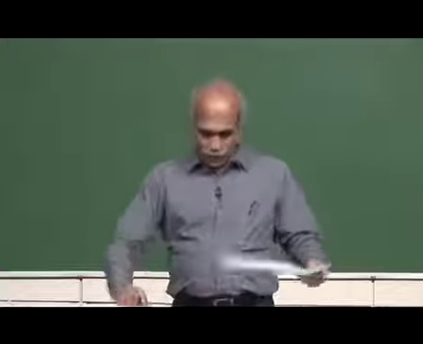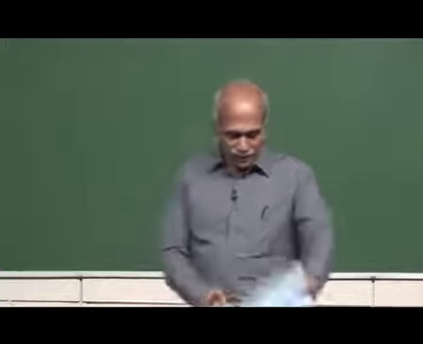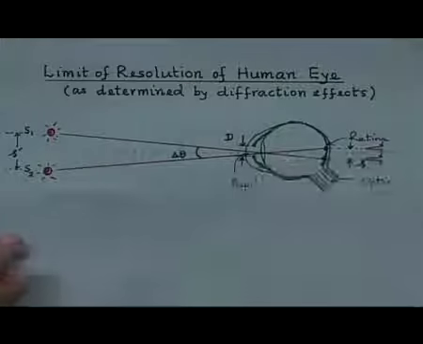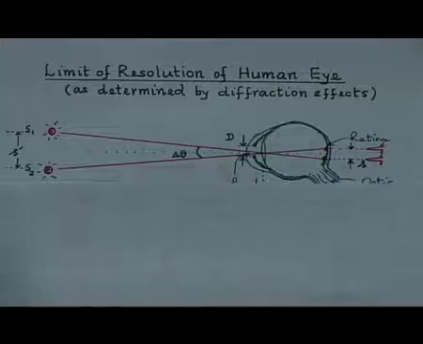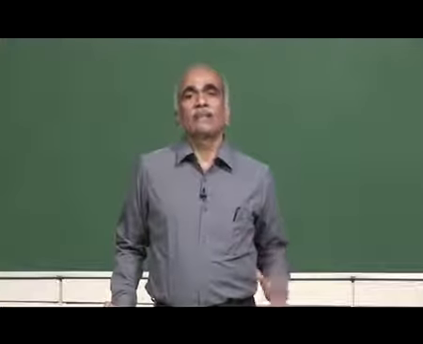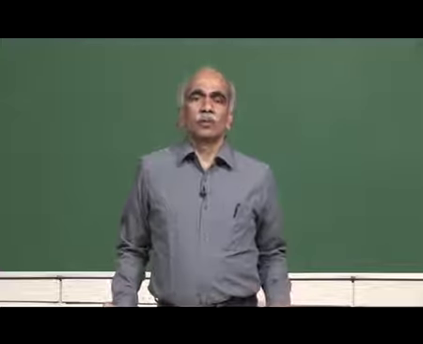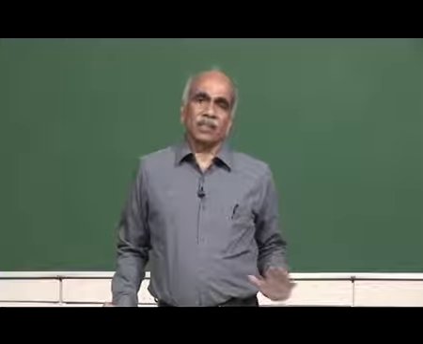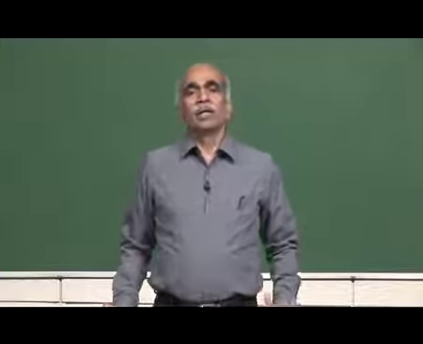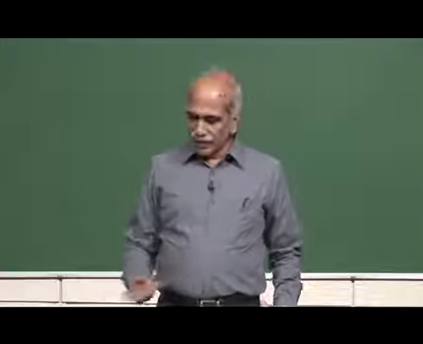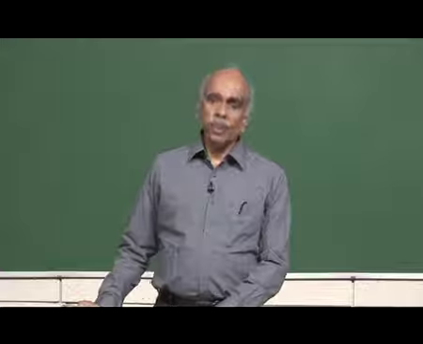Before we take one more example, let us look at the second problem, that is the limit of resolution of the human eye. It is closely related. We have seen the limit of resolution of a telescope of diameter d, which means the objective lens of diameter d, and the minimum resolvable angular separation is delta theta minimum given by 1.22 lambda by d. Now, let us see the limit of resolution of the human eye.